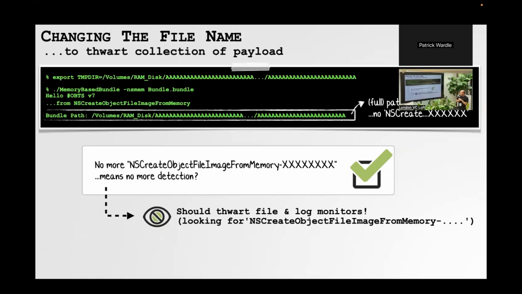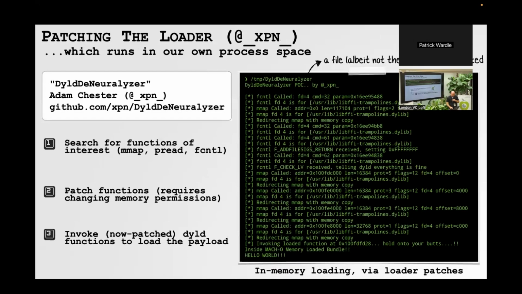So we do that here. It's maybe not the most elegant, but our point is we are essentially overriding the hard-coded file path that everyone's looking for, allowing us to create memory bundles that aren't going to be detected if someone's looking for that NSCreateObjectFileImageFromMemory. So again, a little bit of progress.